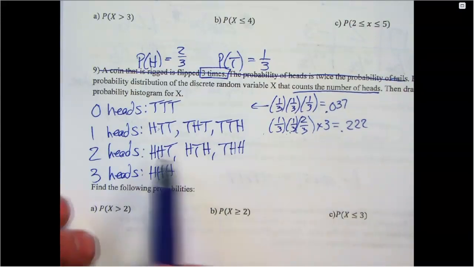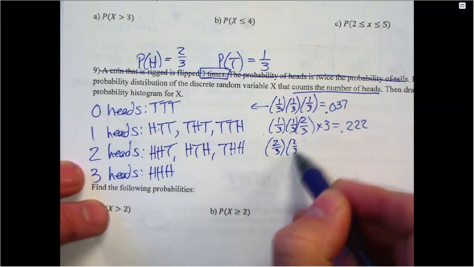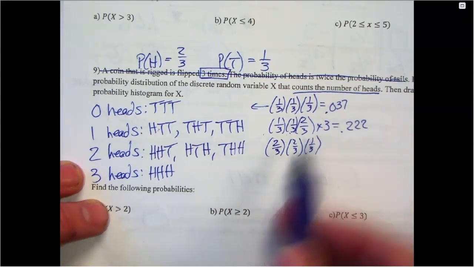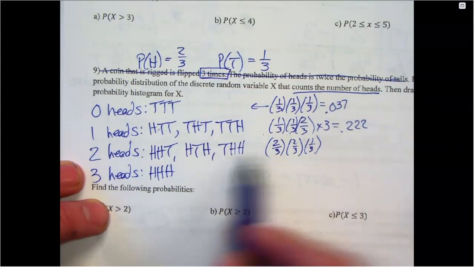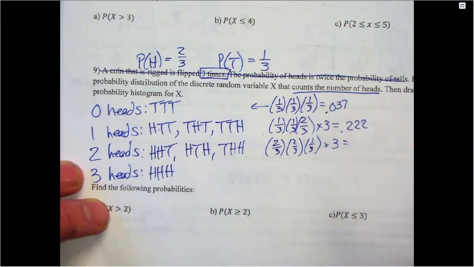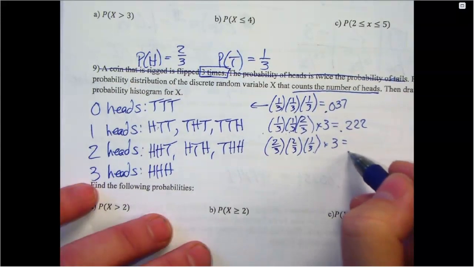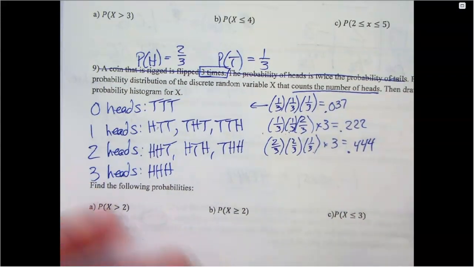And then the same thing with the 2 heads. Well, that's going to be heads twice and tails once. So 2/3, 2/3, 1/3. And there's 3 different orders that could happen in. So I multiply that by 3. That was 4 nines or 0.444. Does it make sense what I'm doing?